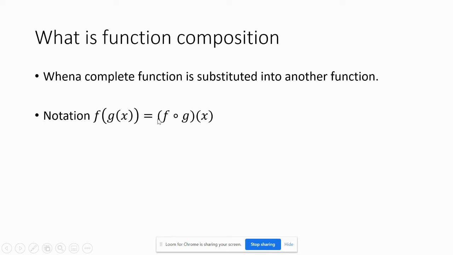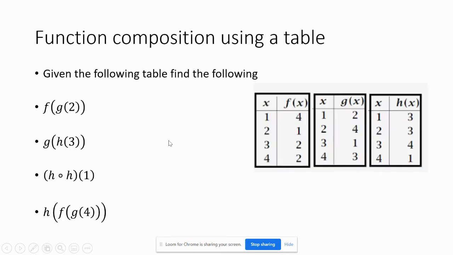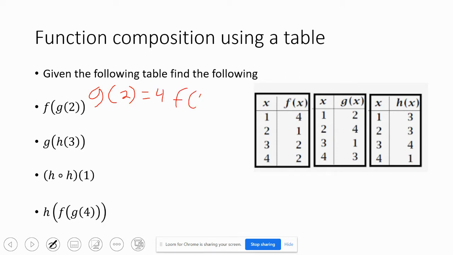Let's do an example of what function composition is. Let's do the first example using a table to get the idea across. You always work from the inside out. Let's say you have f of g of 2. You first go to the table and find g of 2. So g of 2 will be 4. And you take that 4 and put it inside f. So f of 4 equals 2. So your final answer to the first one is 2.